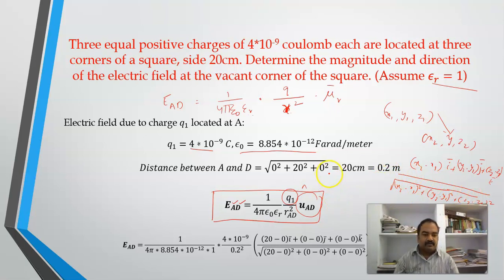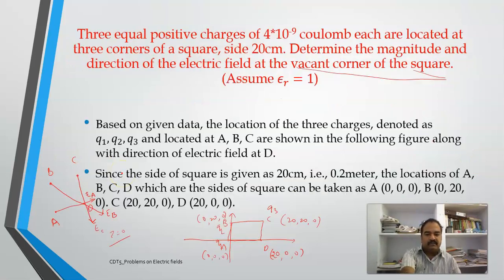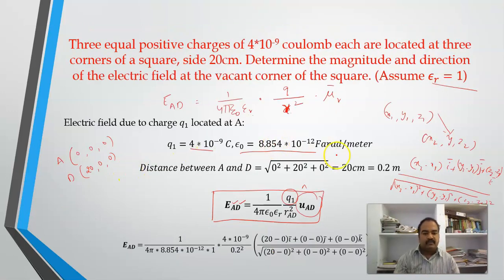So your A point is now 0, 0, 0, and your D point is, let me check once again, yes, D point is 20, 0, 0. So you will get the square root of the distance between these two, 20 square plus 0 square plus 0 square. It is 20 centimeters, and it is 0.2 meters.